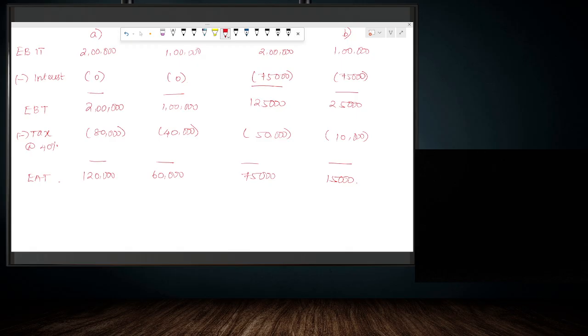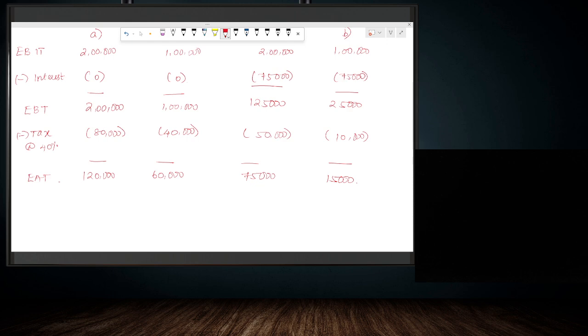Listen, this is an important point that needs to be remembered throughout this chapter. So first, what is the formula for calculating earnings per share? Net income or earnings after tax divided by number of outstanding shares. But suppose preference dividend is given in the question, from earnings after tax preference dividend should be subtracted.